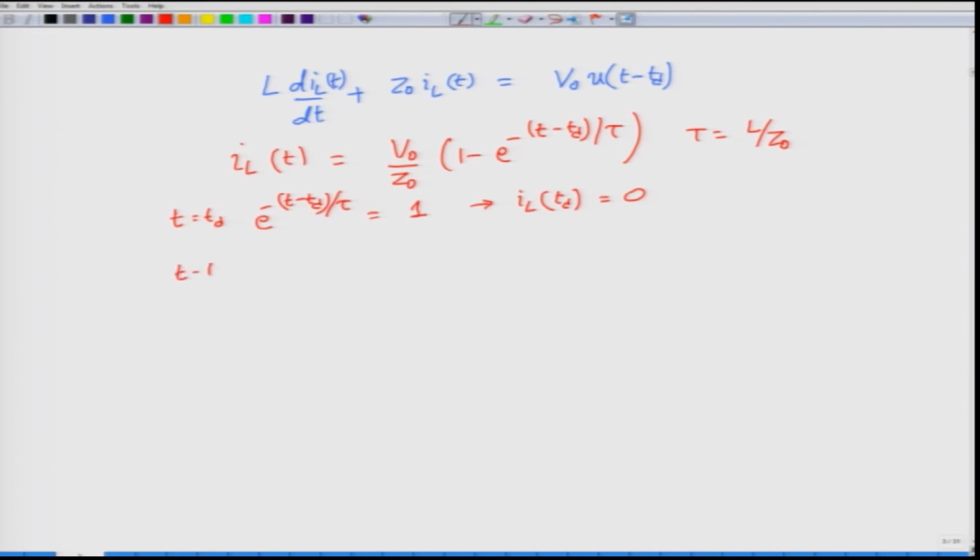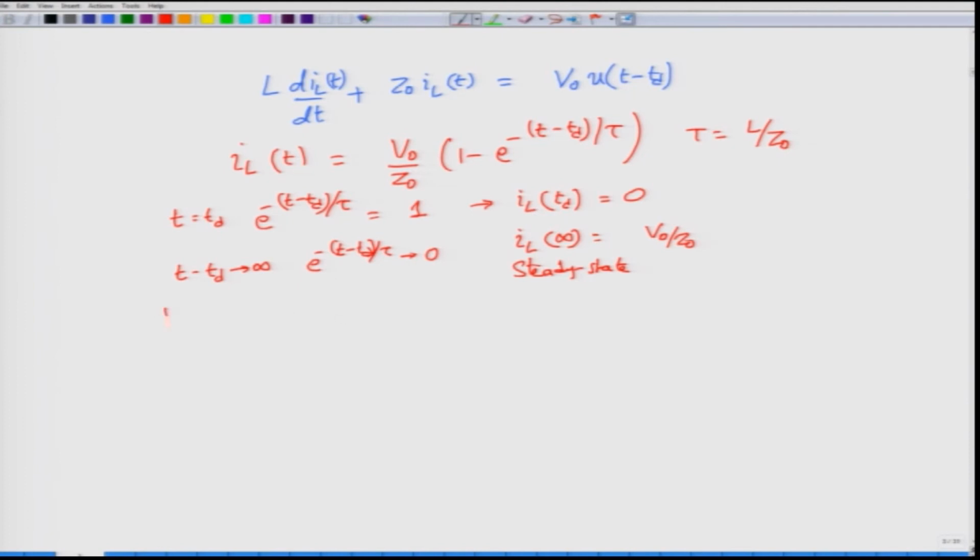Now when t minus Td tends to infinity, that is, when you wait for a sufficiently large amount of time, what happens to this exponential? The exponential term e to the power minus (t minus Td) by tau will tend to 0. It will simply drop off, and IL at infinity, that is in the steady state, will be equal to V0 by Z0. So the current eventually goes out to V0 by Z0.